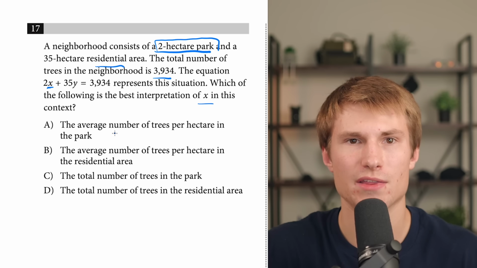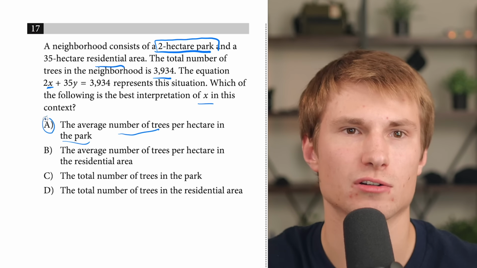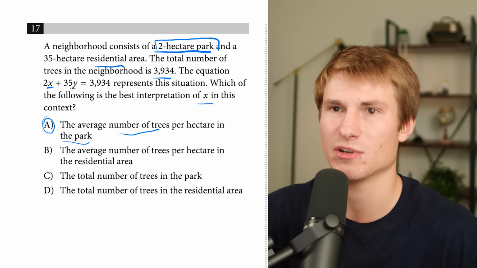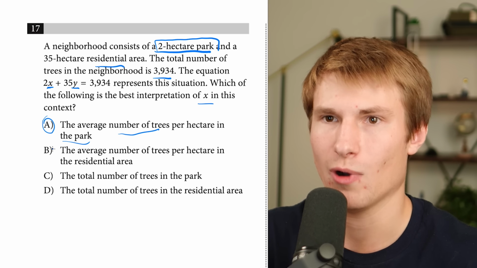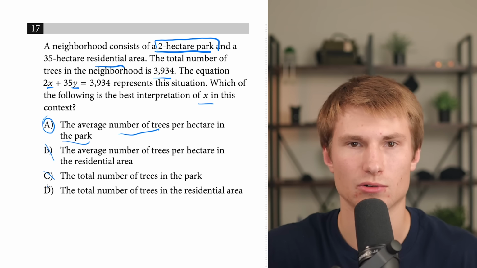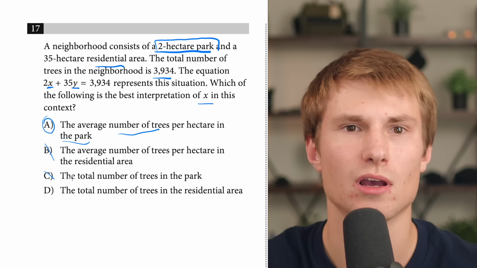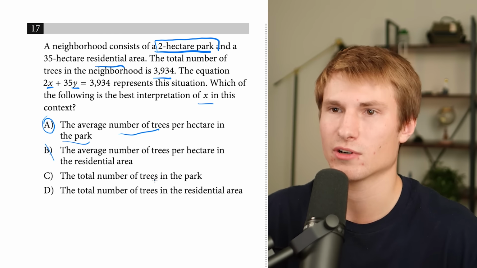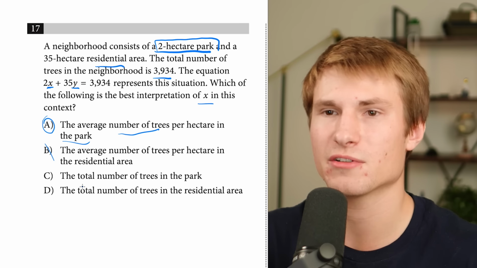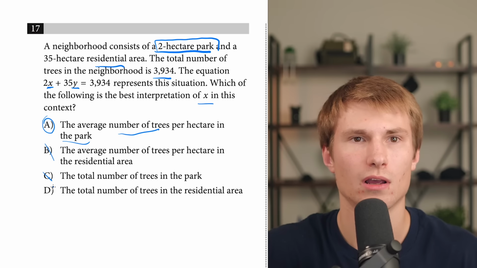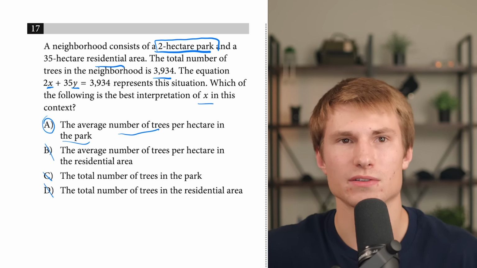Okay, so we've got option A, the average number of trees per hectare in the park. That would be correct. I'll quickly show you why B, C, and D are wrong. B says average number of trees per hectare in the residential area. That would be representative of the value y. And then we have C, total number of trees in the park. Sorry, C would not be 3934. C says the total number of trees in the park. That'd be representative of 2 times x, and then D would be representative of 35 times y. Anyways, I wanted to show you why those are wrong.